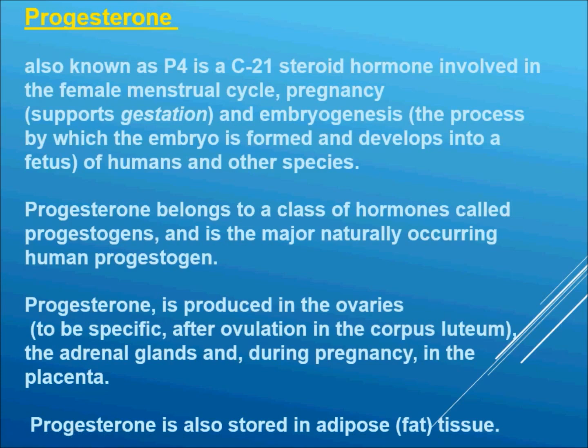Progesterone causes increased secretion of mucus in the cervix of the uterus. It acts on the mammary glands of females also and stimulates formation of alveoli, milk formation, milk secretion and milk ejection. So this is all regulated by the progesterone hormone, which is also known as the P4 hormone or C21 steroid hormone.